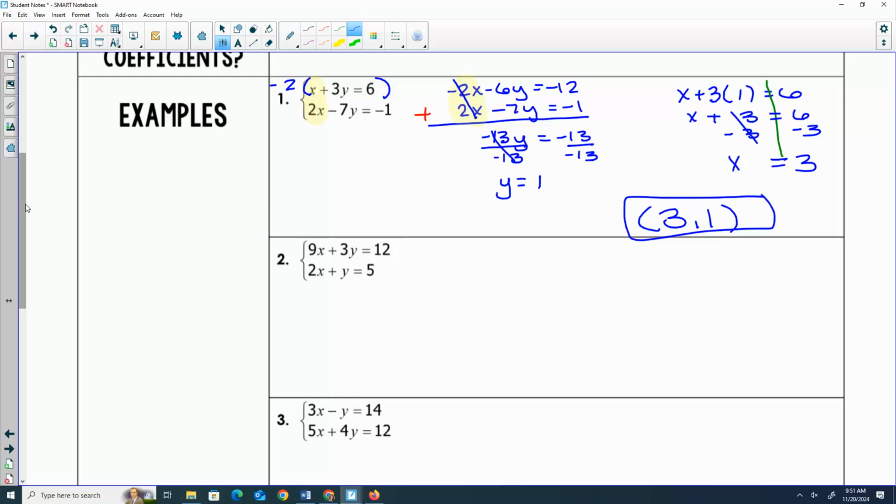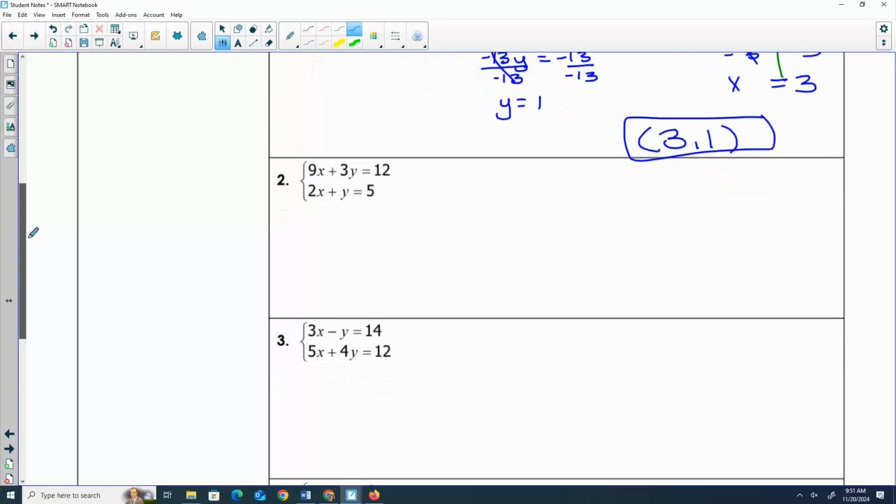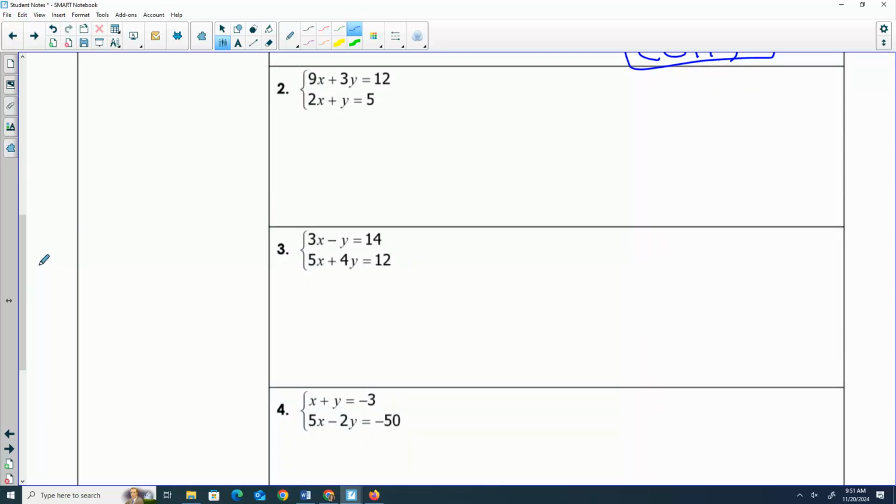Let's look at number 2. I am going to skip around a little bit today. All right, if you are looking at this one, what do you think would be easiest to cancel, x or y? If I want my y's to cancel out, what will I have to do? Second one times negative 3.